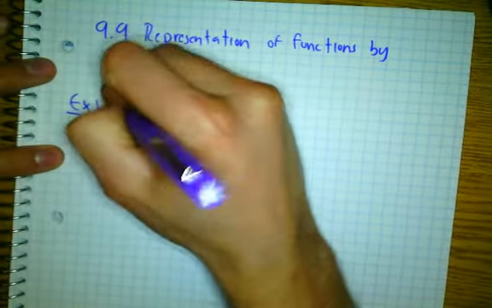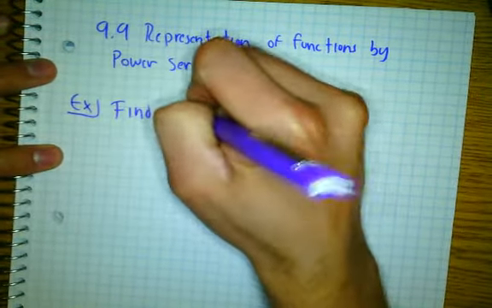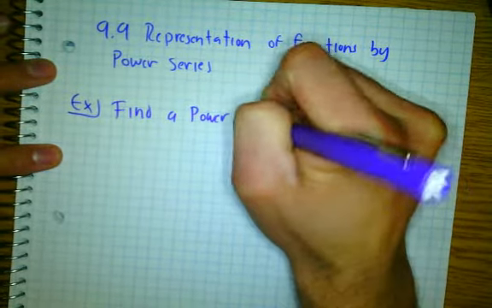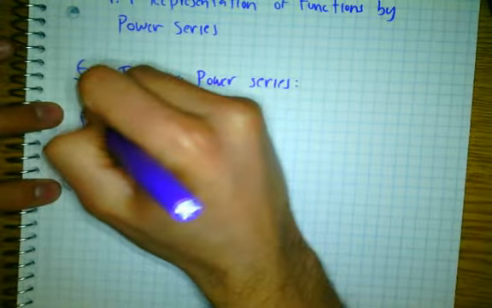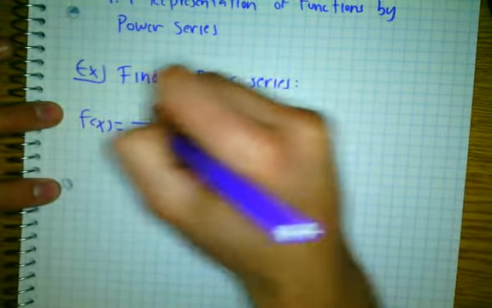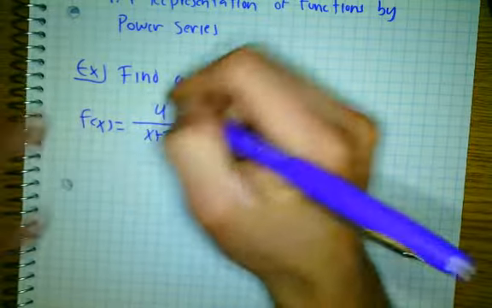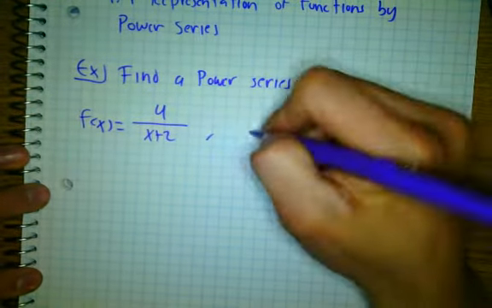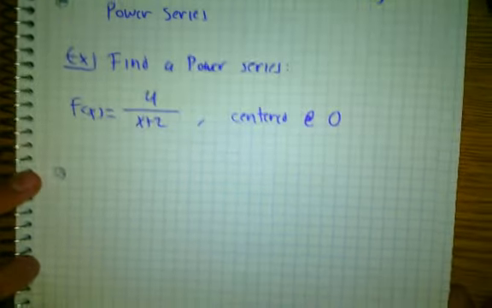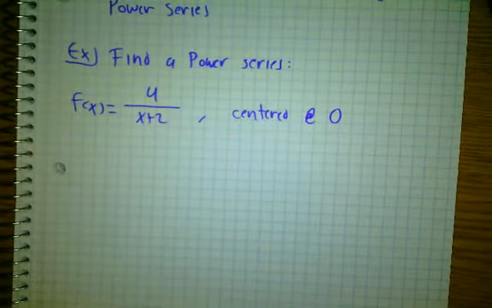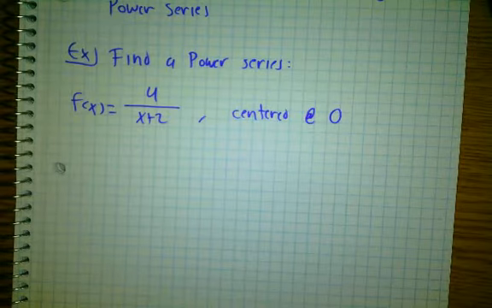So let's find a power series for the following. We're going to give you a function, f of x equals 4 over x plus 2, and I want you to find a power series that is centered at 0. Now, the whole idea of the center is important, right? Because that means that whatever we use here is only going to be good enough if we're close to 0. If we're somewhere else, then we have to change the center.